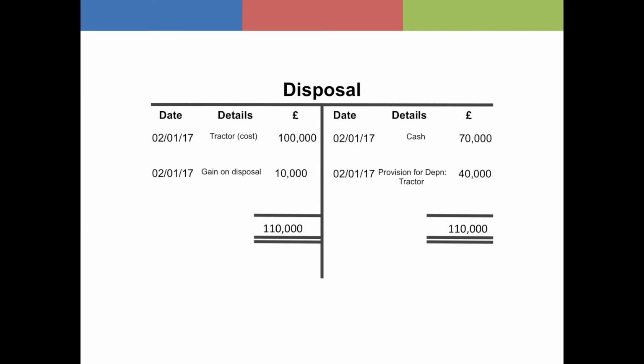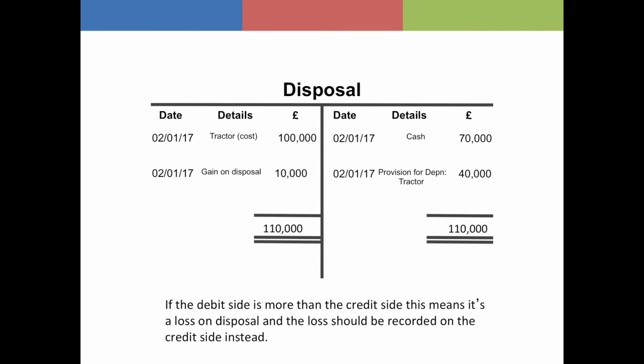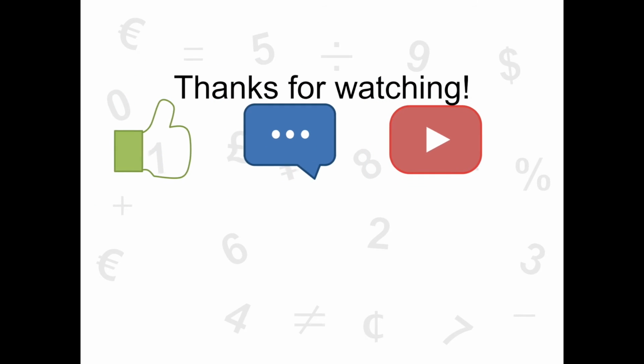If the debit side is greater than the credit side, we would do the same, but we would record it as a loss instead, and the loss would go on the credit side. So that was the explanation on how to do T accounts for disposal.